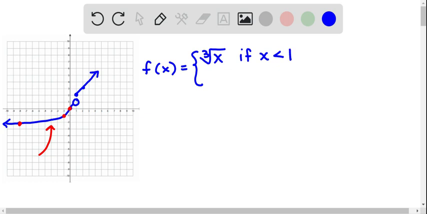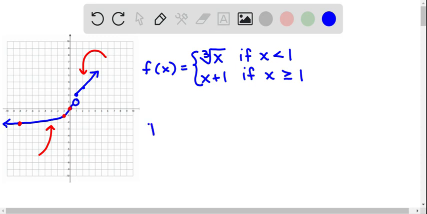Now for the other piece on the right, we have a piece of a line. You can see that the slope of the line is 1, and you can see that if the line had a y-intercept, it would be at 1. So that's the line f of x equals x plus 1. And for the domain of that piece, it's starting at x equals 1 and going to infinity. So x is greater than or equal to 1. So there we have our piecewise definition.